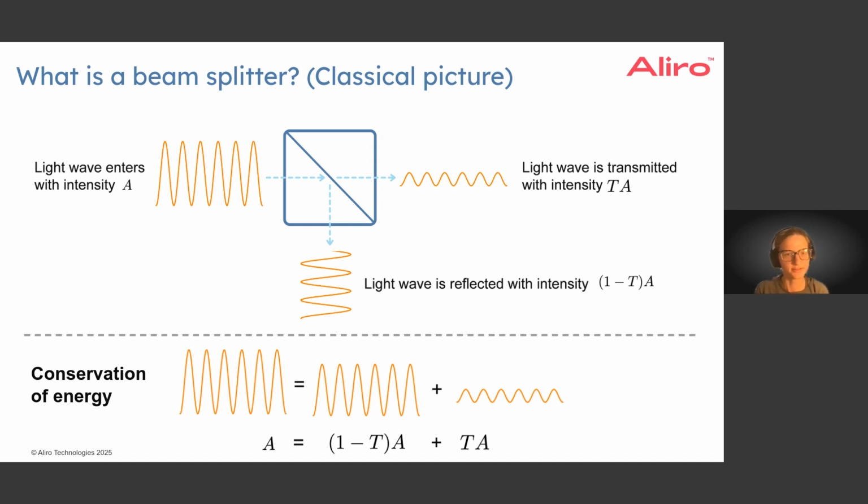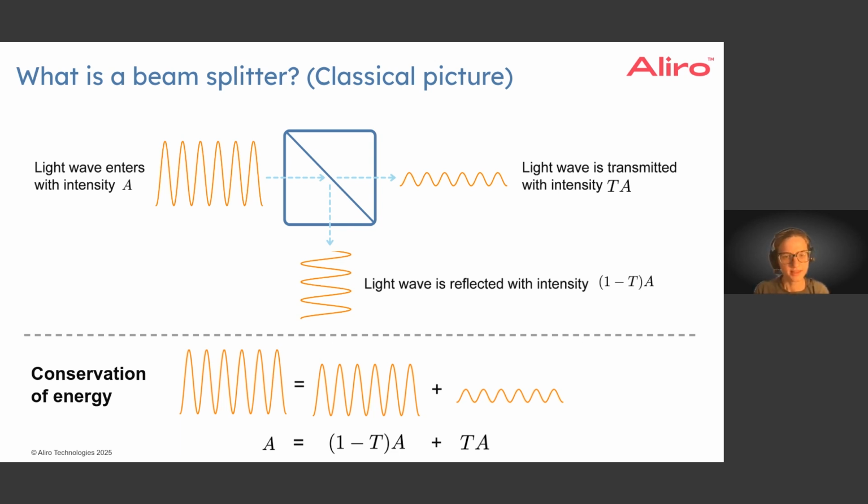And as this light wave enters into this cube, some of this light will transmit and some of the light will reflect. So we can actually figure out how much of the light wave will transmit and how much will reflect based on some property, capital T, of this beam splitter. This transmittance T tells us that the intensity of the light wave that transmits will equal this transmittance T times the initial intensity. And then the amount of the light wave that will reflect will just be 1 minus T times this intensity A.